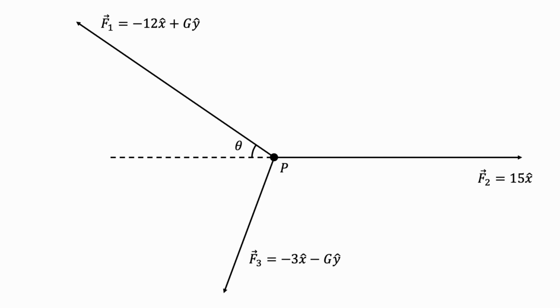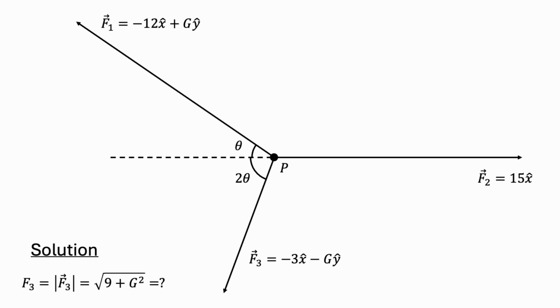And F3, which equals minus 3x hat minus gy hat, be a third force acting on the particle at an angle of 2 theta below the negative x-axis. Given that g is a constant, our goal is to find the magnitude of the force F3. And now for the solution.